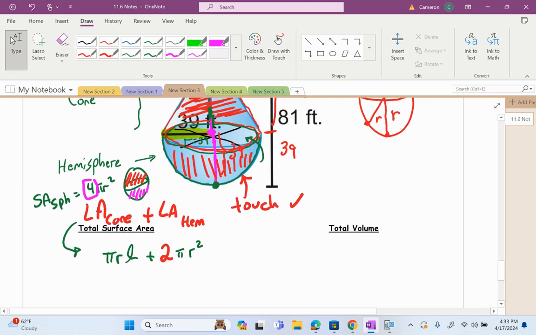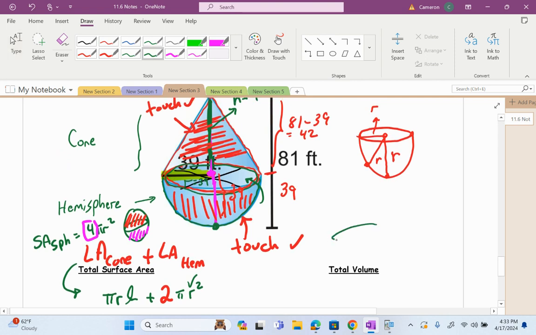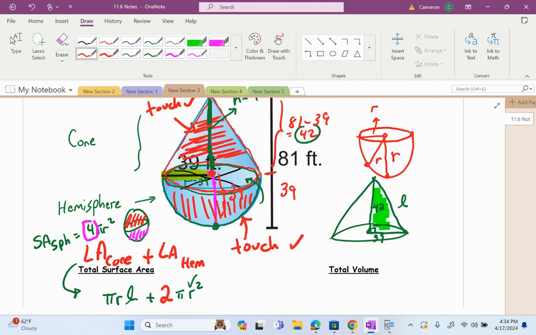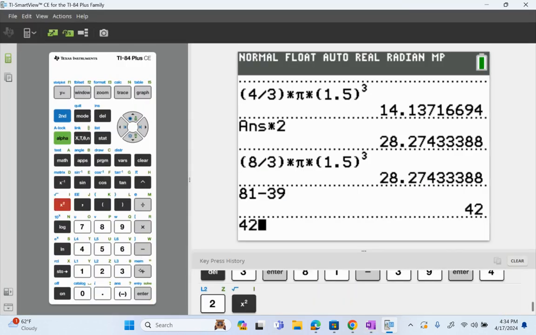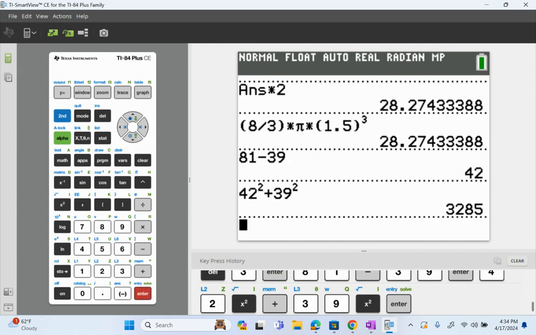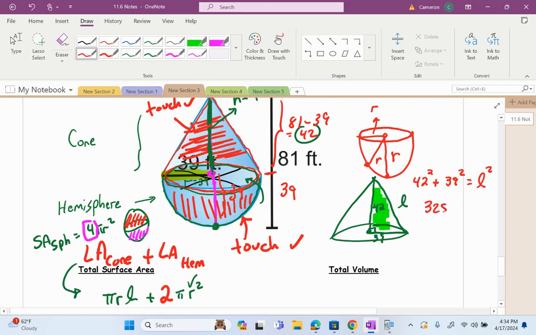Okay, well, we got a radius, check, that's 39. We do not have a slant height, so let's draw our cone off to the side and calculate that slant height. The height we calculated was 42. The radius is 39. And so a little Pythagorean theorem, I'm going to focus on this little triangle right here. If I calculate that, 42 squared plus 39 squared equals slant height squared. Let's do 42 squared plus 39 squared. And we get 3285. That is the slant height squared, so we need to take the square root.